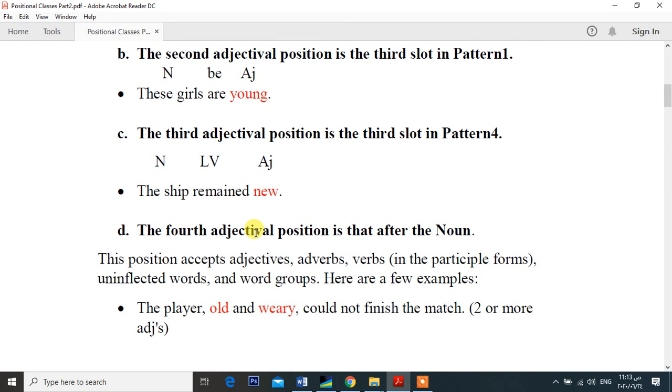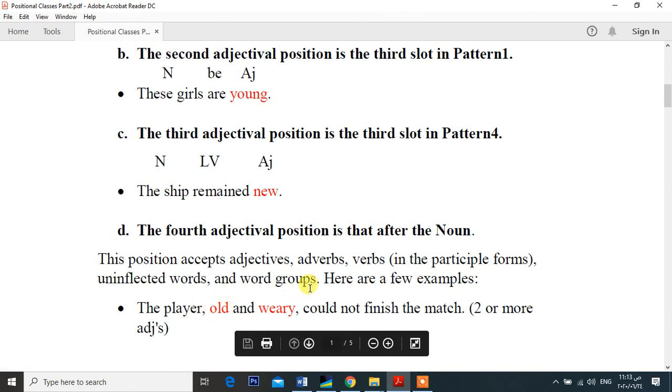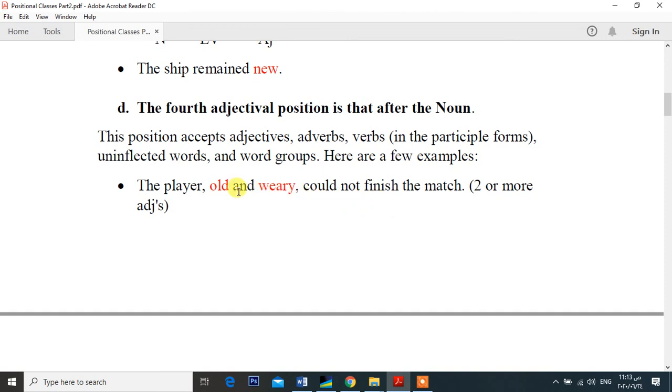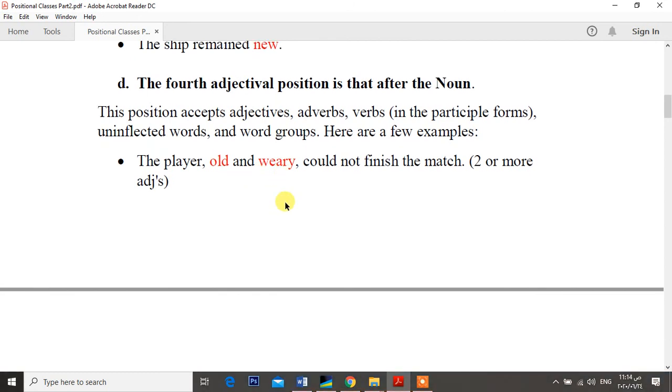The fourth adjectival position is that after the noun. This position accepts adjectives, adverbs, verbs, and the participle forms, inflected words also, and word groups. Here are a few examples. For example, the player, old and weary, could not finish the match. Old and weary here are adjectives by form, but they are adjectivals by position. Two or more adjectives.